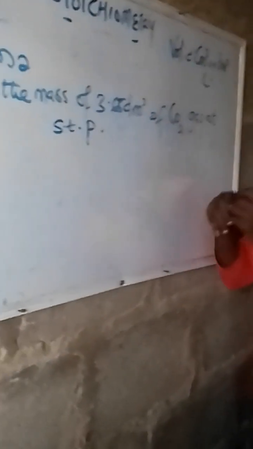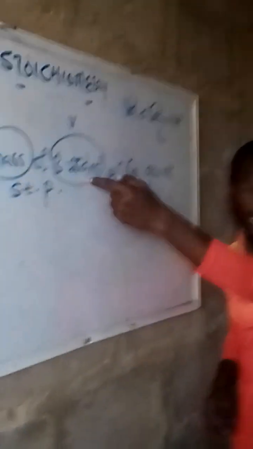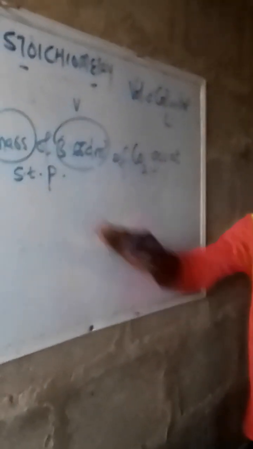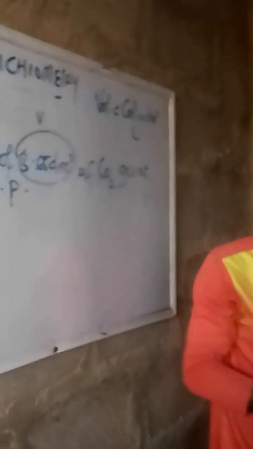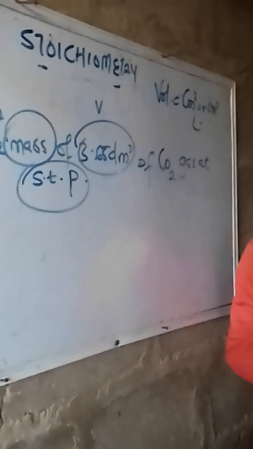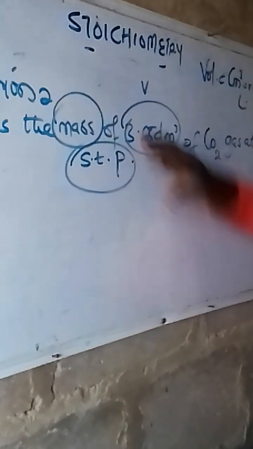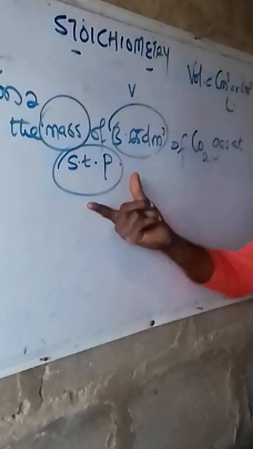Now, check. What are we asked to calculate there? Mass. What are we having? Volume. Check the SI unit. Even if they didn't mention the name, be checking the SI unit. Of what? CO2 gas at STP. Now note, what joins mass with volume together at STP? Note this STP. Under what formulas?